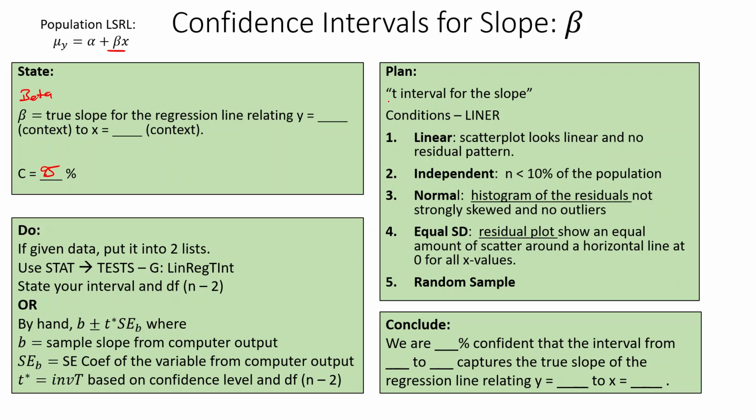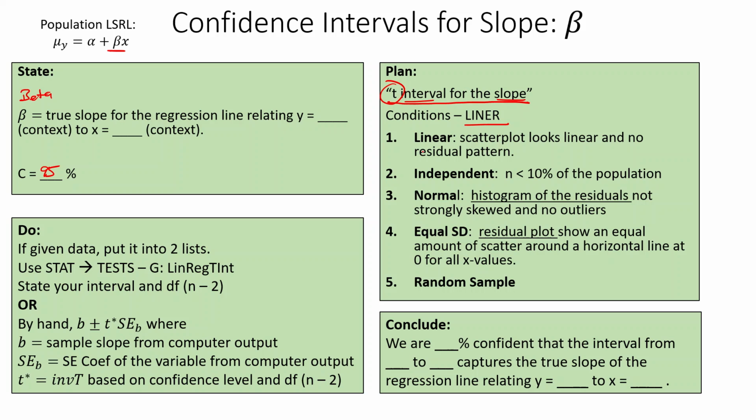All right, this is called a t-interval for slope. So it's just like when we were doing with mean, because this is like the mean slope. So it's like means that we use t. We are doing an interval, and we're trying to find slope. So it's a t-interval for slope. We may have to find some t-star values later on.